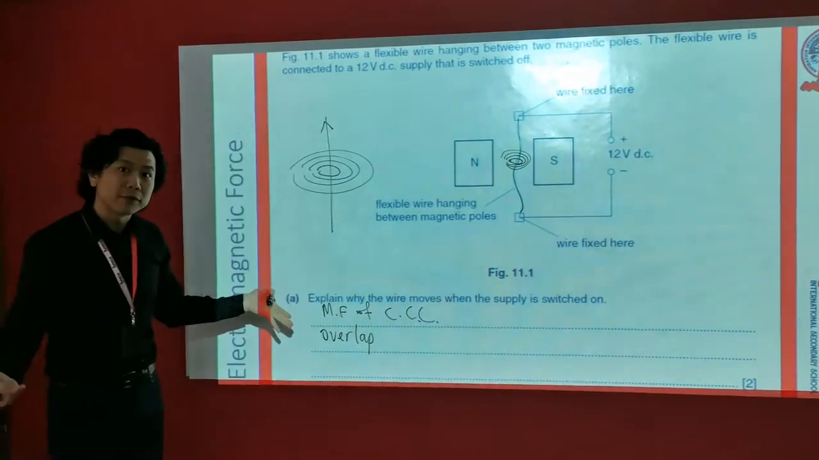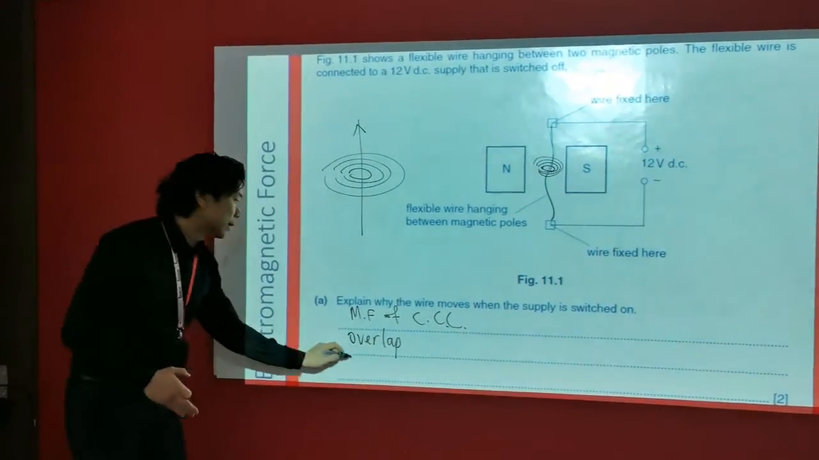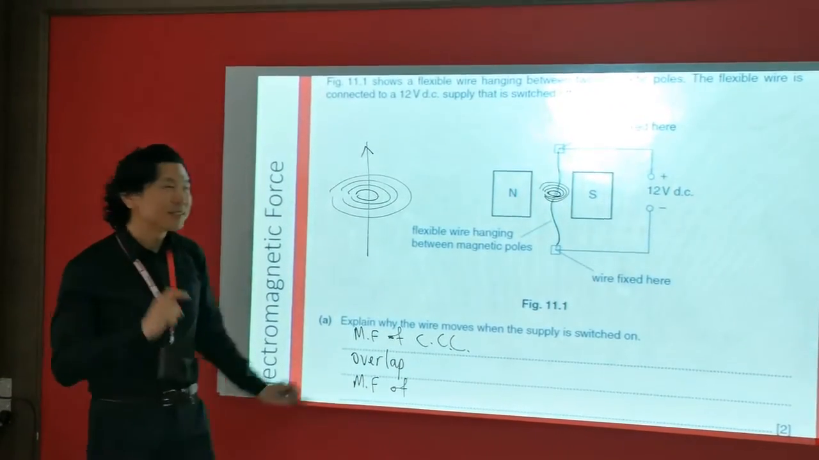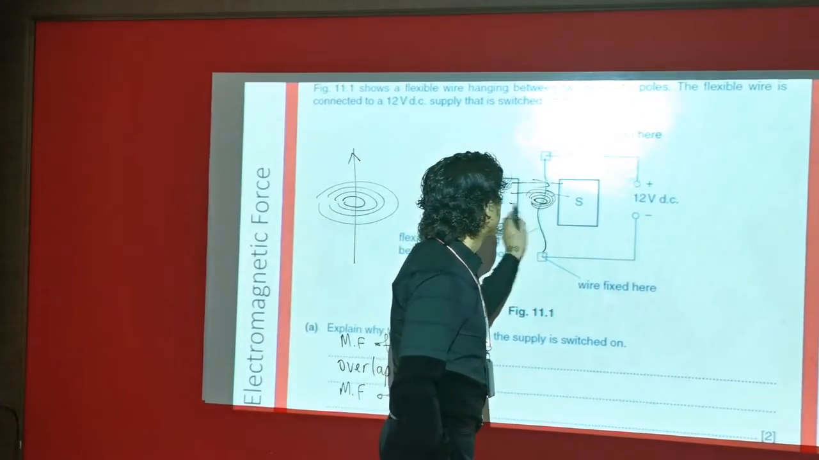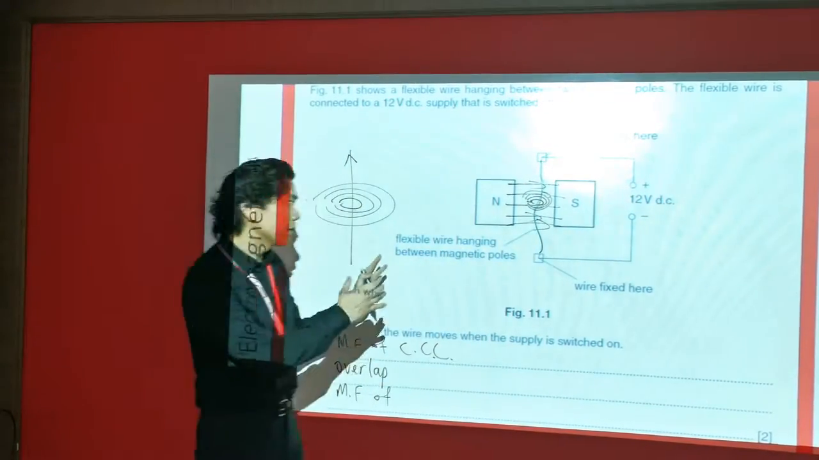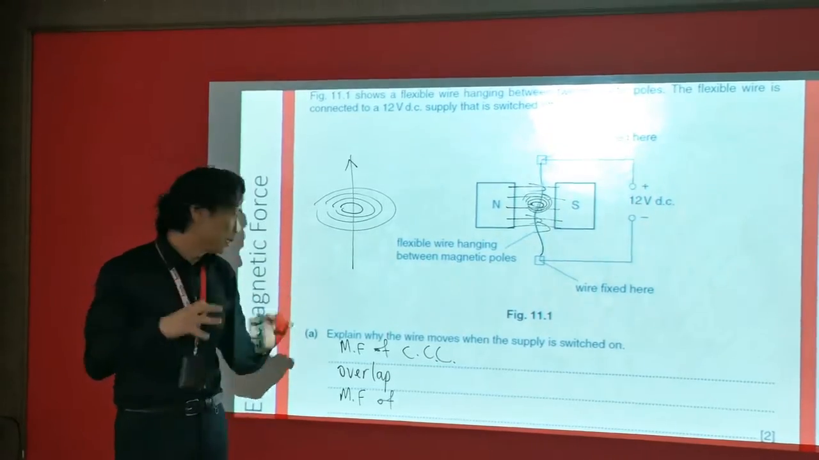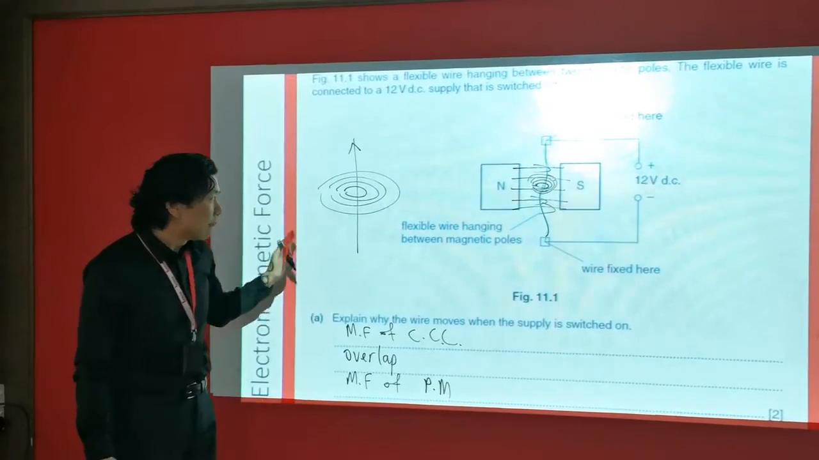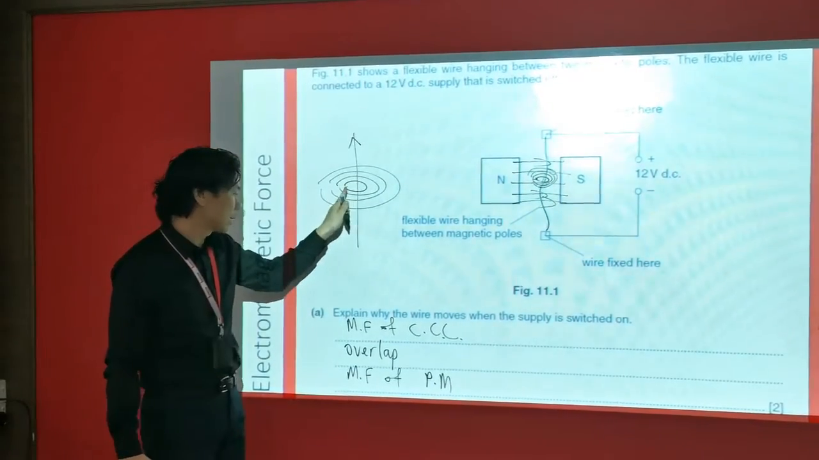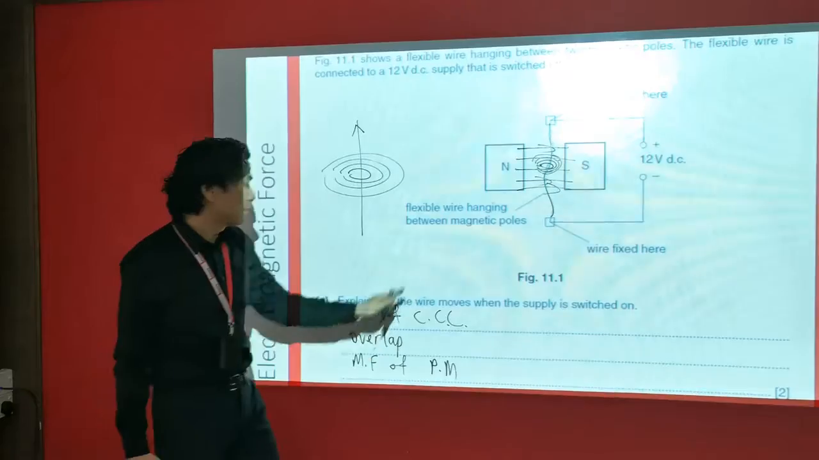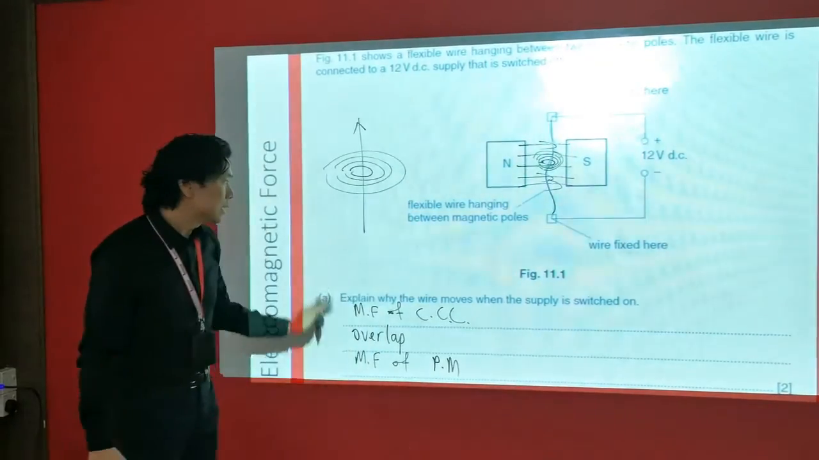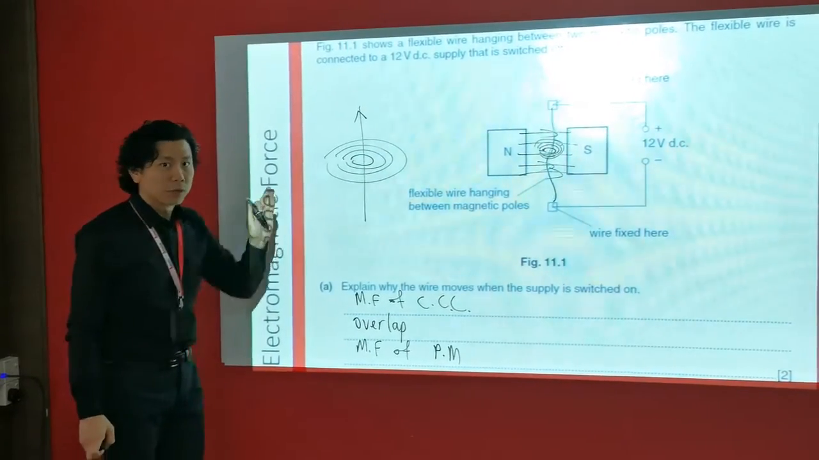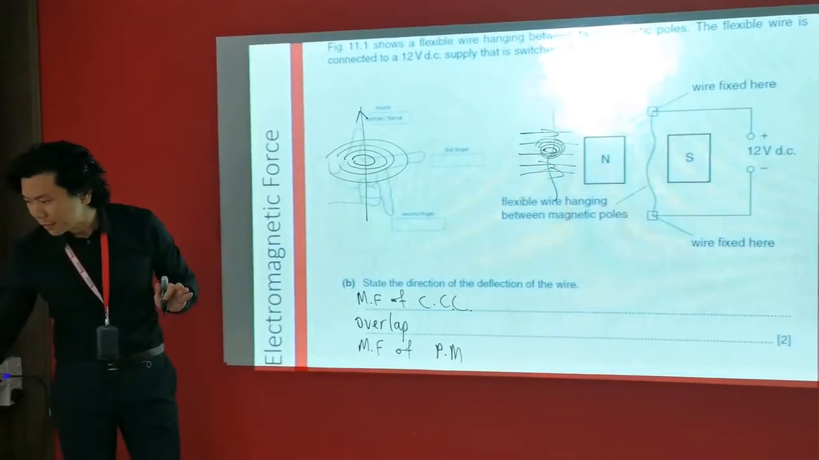What is it overlapping with? It is overlapping with, you've guessed it right, the magnetic field of the permanent magnet. So we have here two magnetic fields in the same region. To answer this question, the magnetic field of the current carrying conductor overlaps with the magnetic field of the permanent magnet. So this is why the wire moves and this causes induced force. We'll move on to the next question.